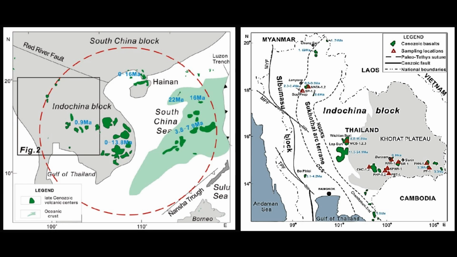Late Cenozoic volcanic rocks are mainly distributed within the red circle, dashed line, and include the Leizhou Peninsula, Hainan Island, Pearl River Mouth Basin, Beibu Gulf, Indochina Block and the Khorat Plateau. Sketch map of Thailand and surrounding regions showing the late Cenozoic volcanic centers with ages, principal Cenozoic faults and Paleotethys sutures, national boundaries and sampling locations.